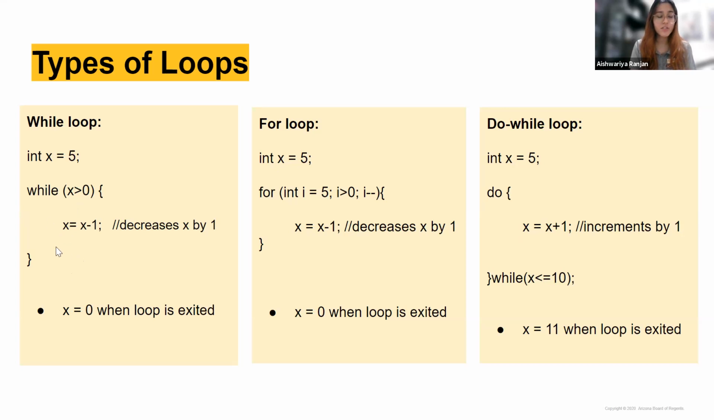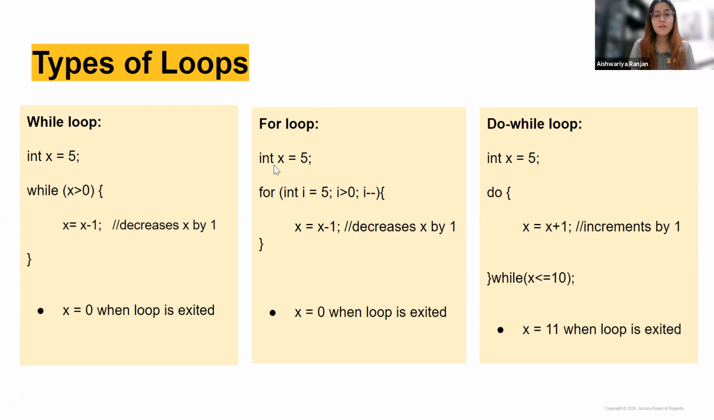And then once we finish executing the code inside, we loop back and check the while condition again. 4 is still greater than 0. So once more, we go into the loop and now it's 3. Again, we check the condition, it's still greater than 0. So we go, it's 2, then it's 1. And now when it's 1 and you decrease it, it's 0. So it checks the condition again. And since 0 is not greater than 0, we exit the loop. So the loop is exited when x equals 0.